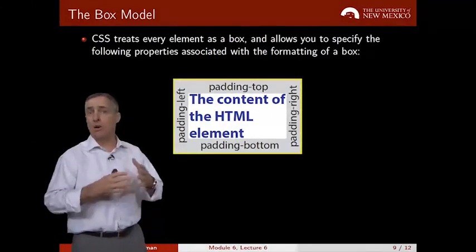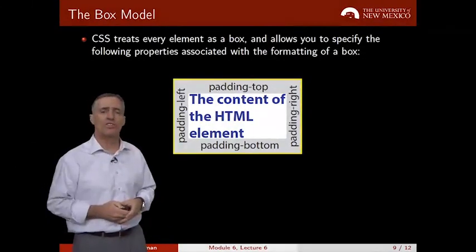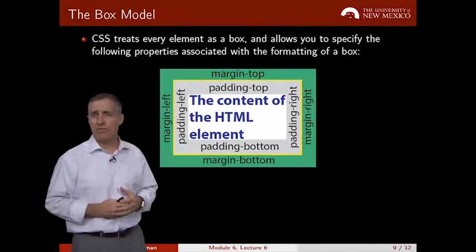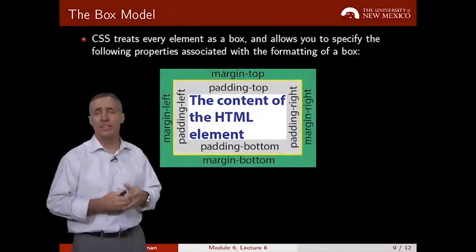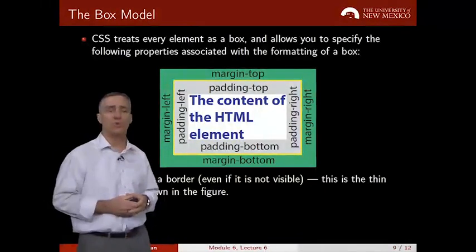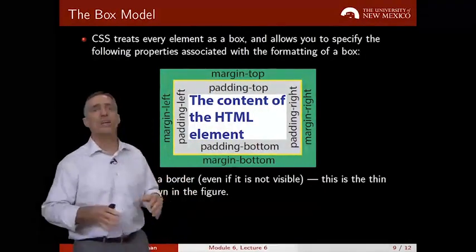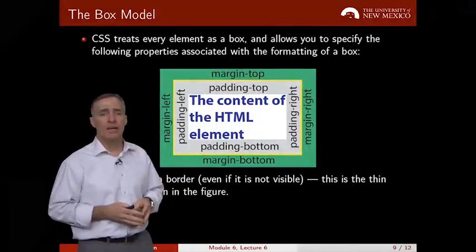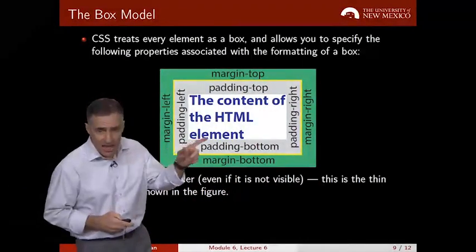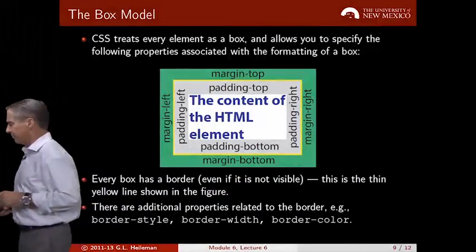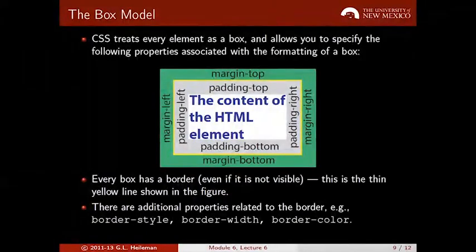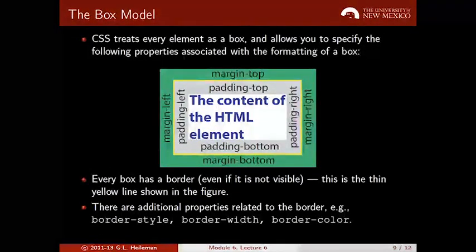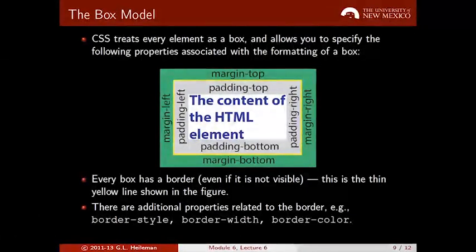You can also place a border around the element, and that's what I've shown in yellow here. And then you can specify a margin as well. Again, margin top, bottom, left, and right can be specified as part of a CSS rule. Now, every box has a border, even if it's not visible. In this case, I'm showing it as that thin yellow line here. There are additional properties associated with the border. You can style it, for example, make it dashed or something like that. You can set its width and you can set its color.